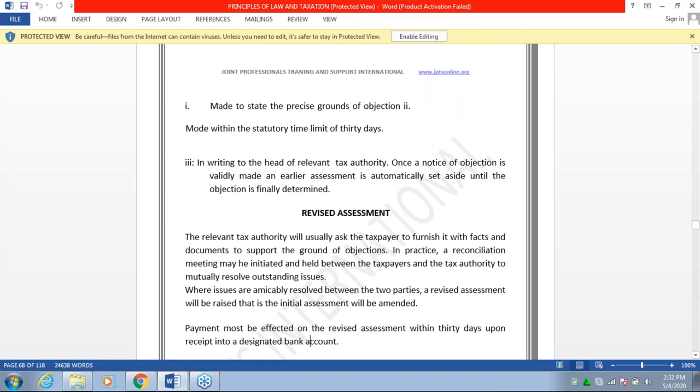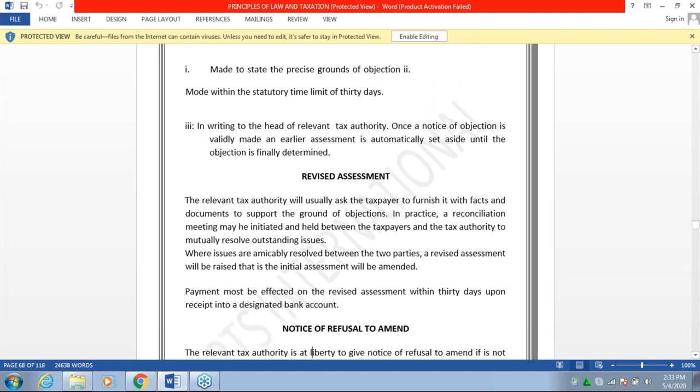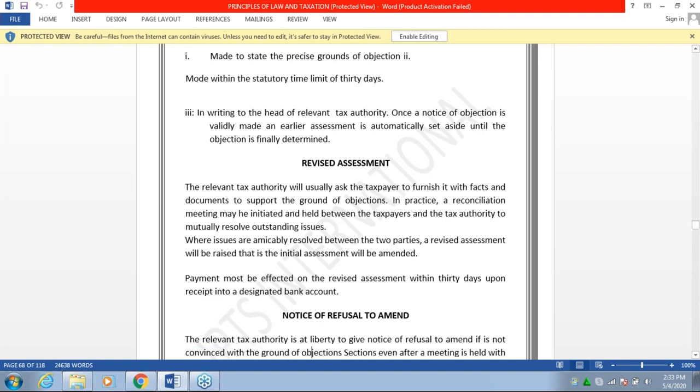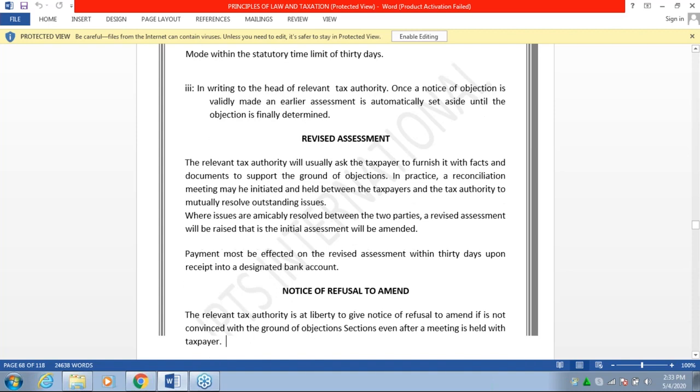In practice, there is always a reconciliation meeting that may be initiated and held between the taxpayer and the tax authority, so as to mutually resolve outstanding issues. Where issues are amicably resolved between the two parties, the revised assessment will be raised. That is, the initial assessment will be amended. That is why they call it a revised assessment. And payment must be effected on the revised assessment within 30 days upon receipt into the designated bank account. Now, there is something called notice of refusal to amend.